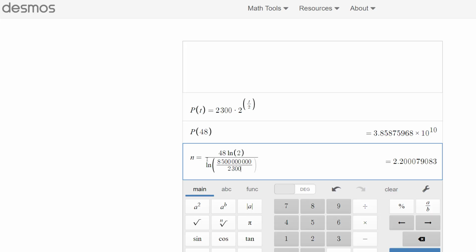Anyhow, I typed it in there, and it's equal to 48 natural log of 2 over the natural log of that big old number. And we find out the true doubling time, the length of time required for the number of transistors to double, according to the data, is 2.2 years. Very close to Moore's law, actually. So I'm going to write that down.